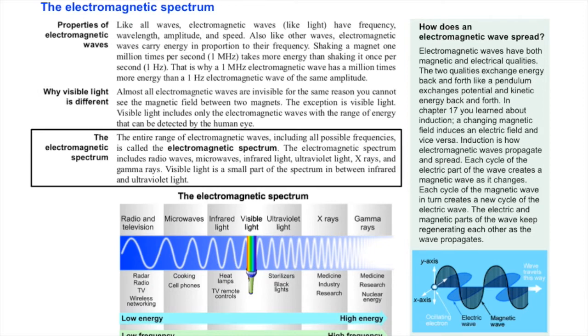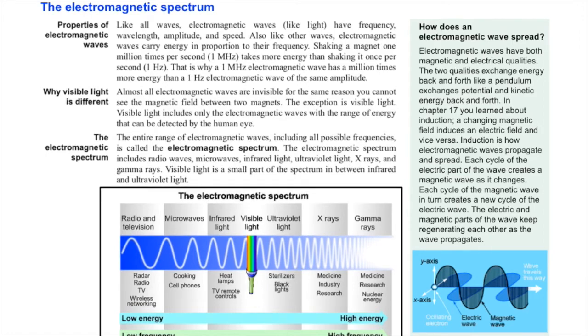The electromagnetic spectrum. The entire range of electromagnetic waves, including all possible frequencies, is called the electromagnetic spectrum. The electromagnetic spectrum includes radio waves, microwaves, infrared light, ultraviolet, X-rays, and gamma rays. Visible light is a small part of the spectrum in between infrared and ultraviolet light.